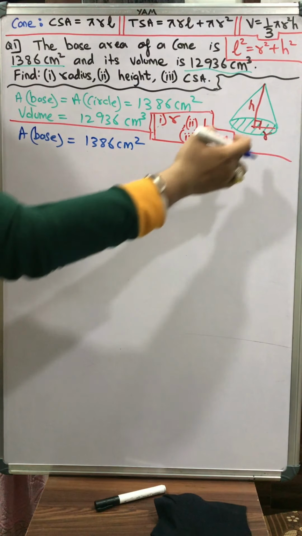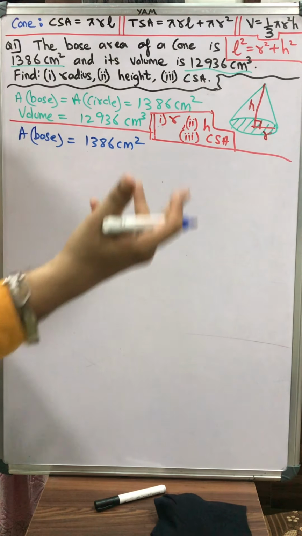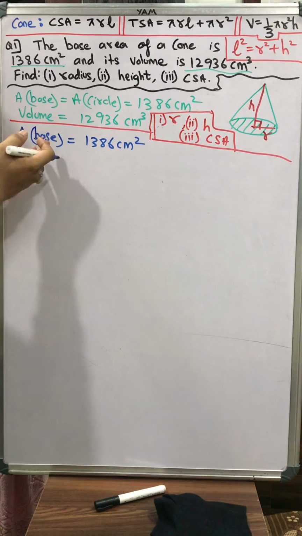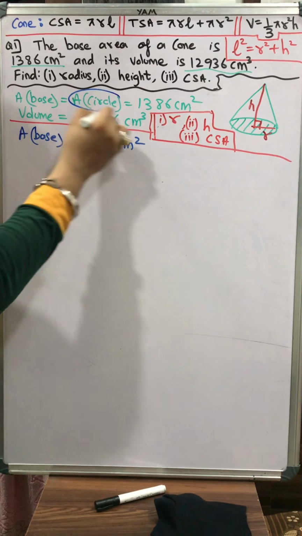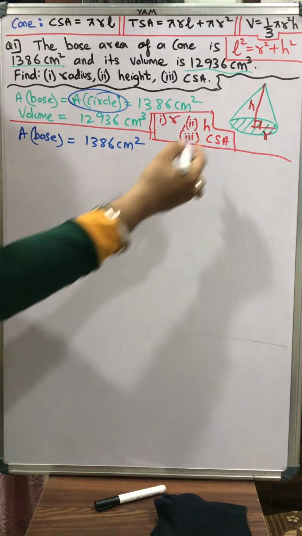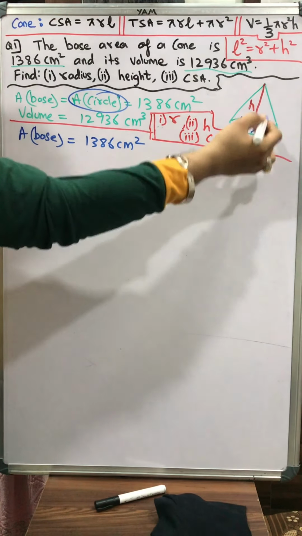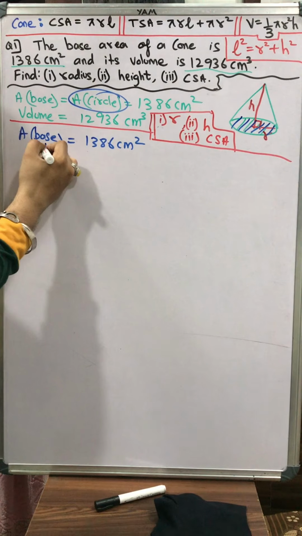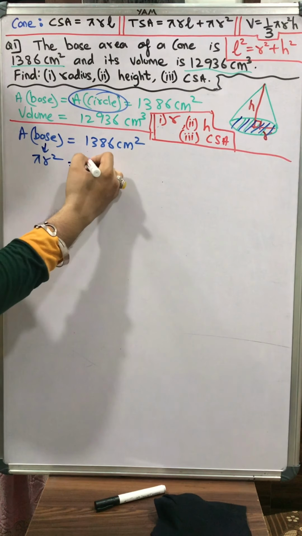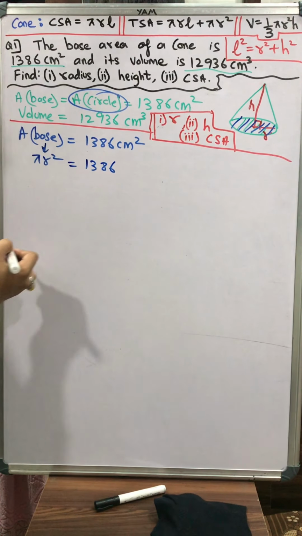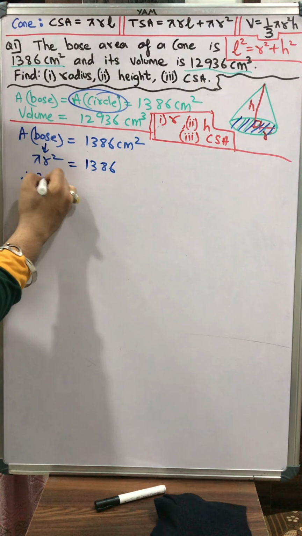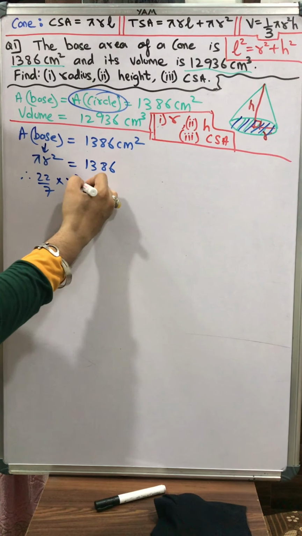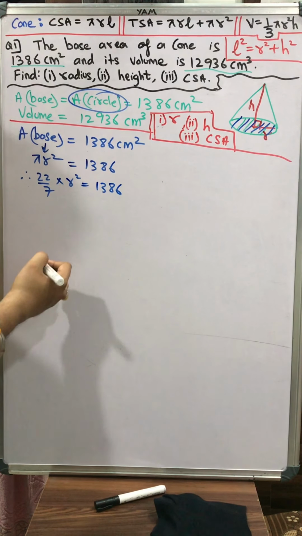Students, the base area is nothing but a circle. So what's the general formula for area of circle that we are studying since our 8th standard? Area of circle. What is the base? Base is a circle. Base is nothing but a circle. You should remember this, that always inside a circular cone the base is a circle. So area of circle, base area means area of circle is pi r square, and this I'll copy as it is, 1386. Now at the place of pi I'll substitute 22 upon 7 into r square only, is equal to 1386.